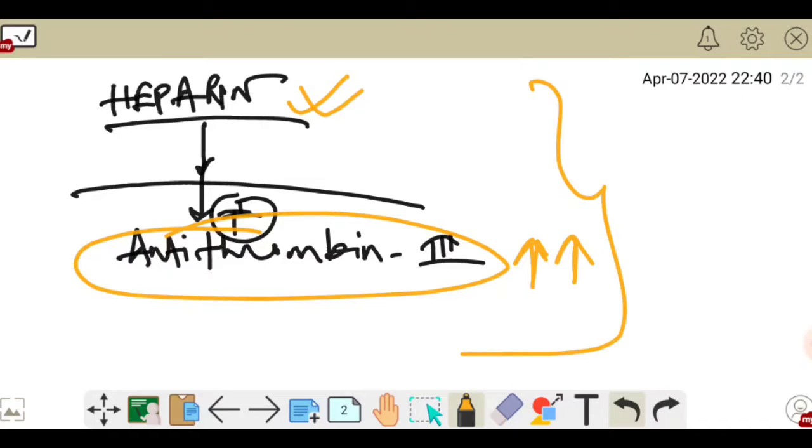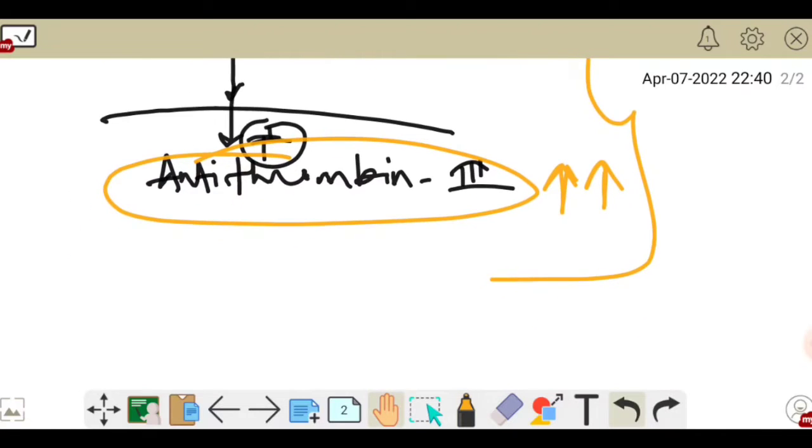As we have talked, what is the function of antithrombin 3? Antithrombin 3 actually blocks or inhibits the activation of factor number 2, that is prothrombin, and the activation of factor number 10. So after administering heparin, antithrombin 3 actually does the same thing, but in an accelerated manner because of the heparin. So this is the main point.